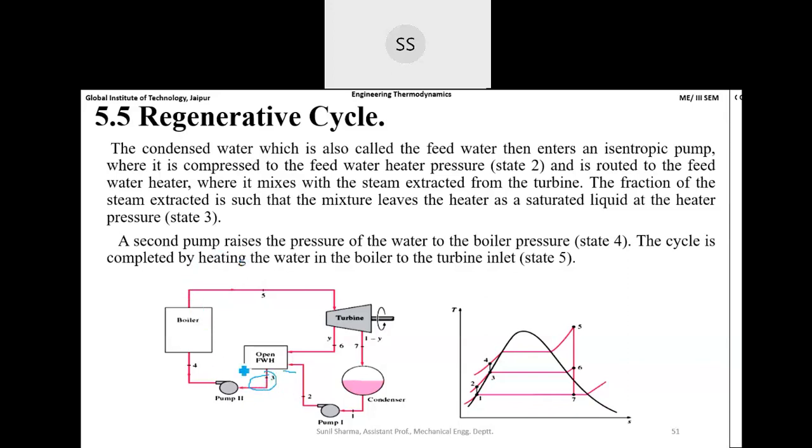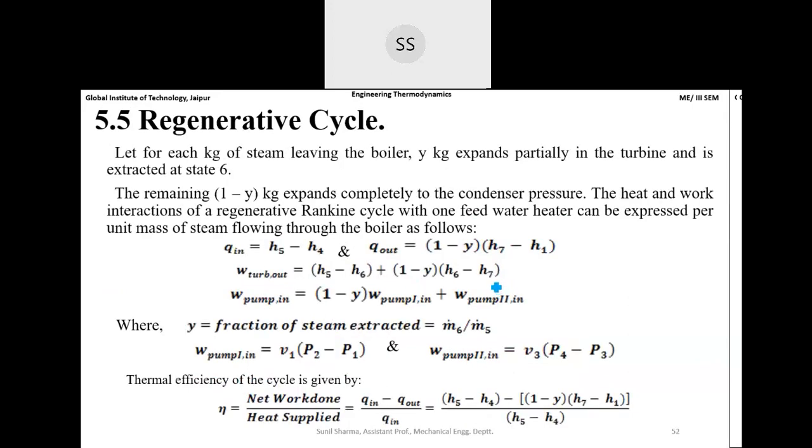The second pump raises the pressure to the boiler pressure, which is the required pressure for the boiler, and the cycle is completed by heating the water in the boiler to the turbine inlet. The calculation process will be done in the next class. This is all for today. Or I think we should do it completely.